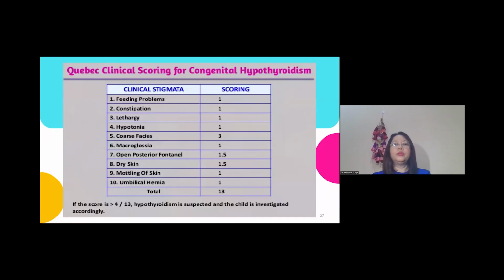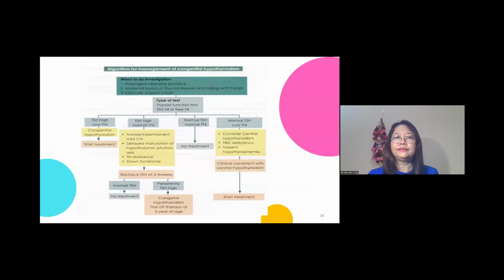So this clinical scoring is very important for congenital hypothyroidism, especially in low-income nations where a newborn screening program is not fully established. You can see in this scoring there are altogether 13 points. And if the score is more than 4 out of 13, hypothyroidism is suspected and the child is investigated accordingly.